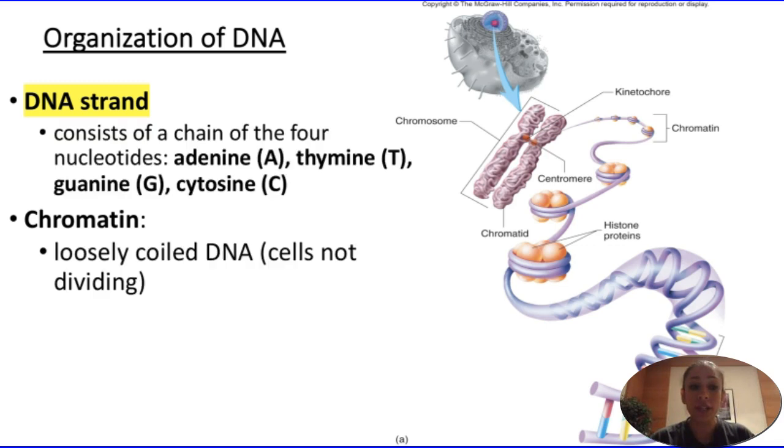So the DNA strand consists of a chain of 4 nucleotides. Those nucleotides can be the adenine nucleotide, thymine, the guanine nucleotide, or the cytosine nucleotide. These are also the nitrogen bases here. Okay, so adenine, thymine, guanine, and cytosine are all the nitrogenous bases for DNA.